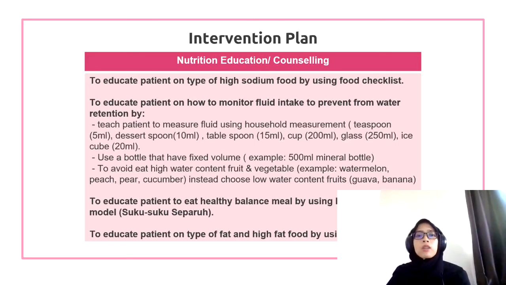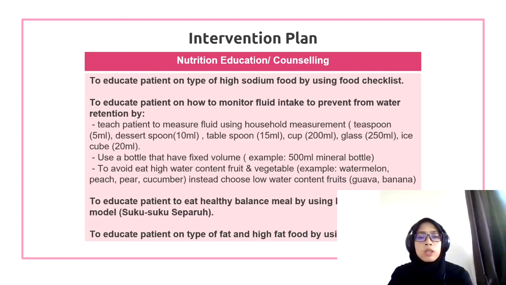Second, I will educate the patient on how to monitor fluid intake to prevent water retention by first teaching the patient to measure fluid using household measurements, and then I will suggest the patient use a bottle that has a fixed volume, for example 500 ml of mineral water. And third is to avoid eating high water content fruit and vegetables such as watermelon, peach, pear, cucumber, but instead choose low water content fruit such as guava and banana.